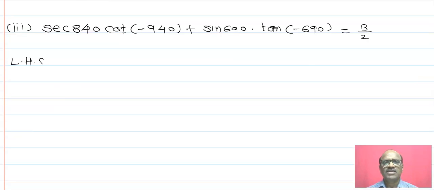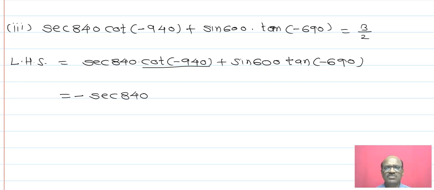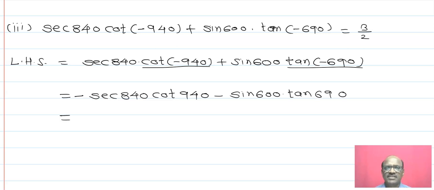Now the next is sec of 840 cot of minus 945 sine of 600 and tan of minus 690 is equals to 3 by 2. Now we will see the LHS. Now we'll see first of all the minus angles. Now the cot of minus theta is minus cot theta. Therefore we take minus 1 sine. And for the second one it is also minus. That's a minus sine 600 and tan of 690. Now we have changed their signs. Now find out the values.